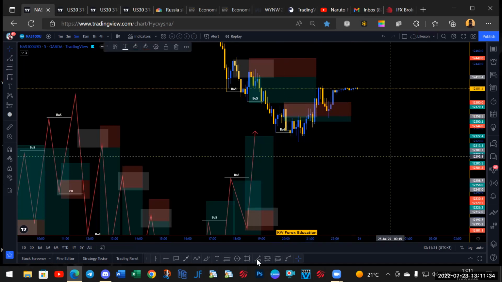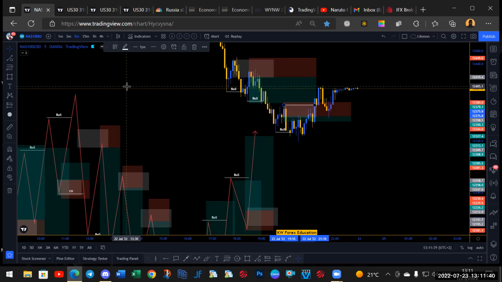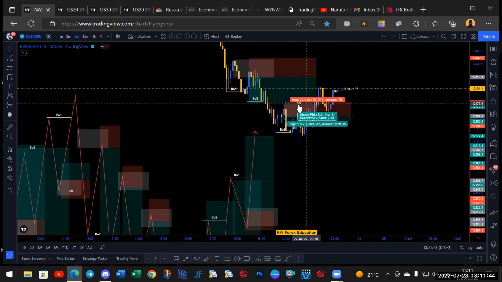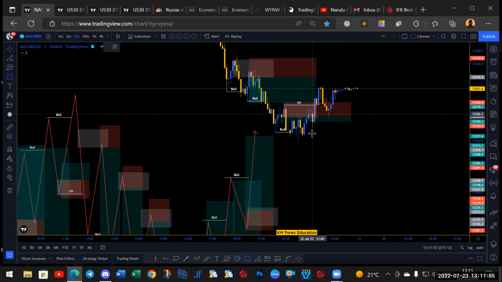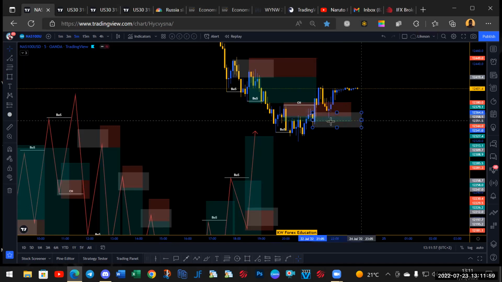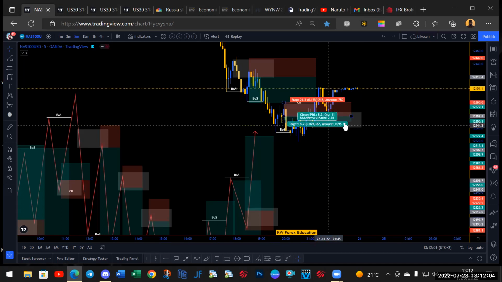And then you got a change of character. You get a change of character, right? So you got a change of character here. You got a change of character here. So you know that the price is still going to reverse, right? So you draw your new supply zone that caused that break of structure. You see what happens. So immediately price comes here to this supply zone.